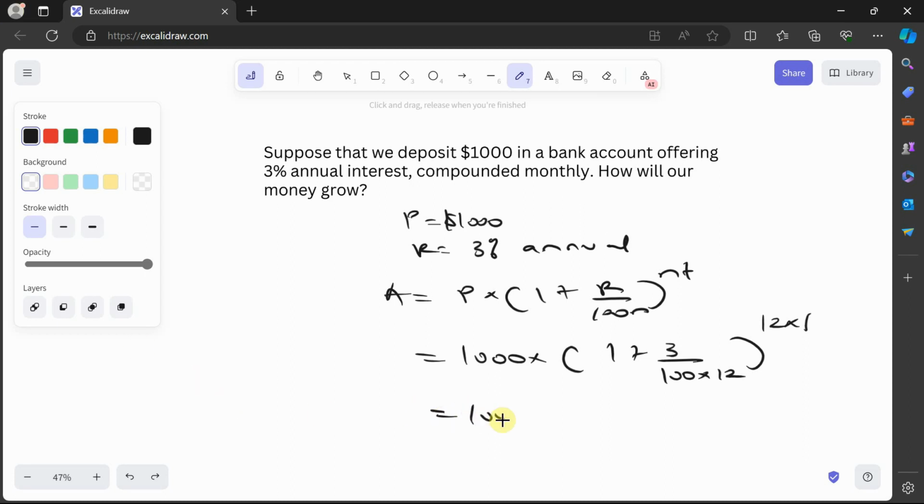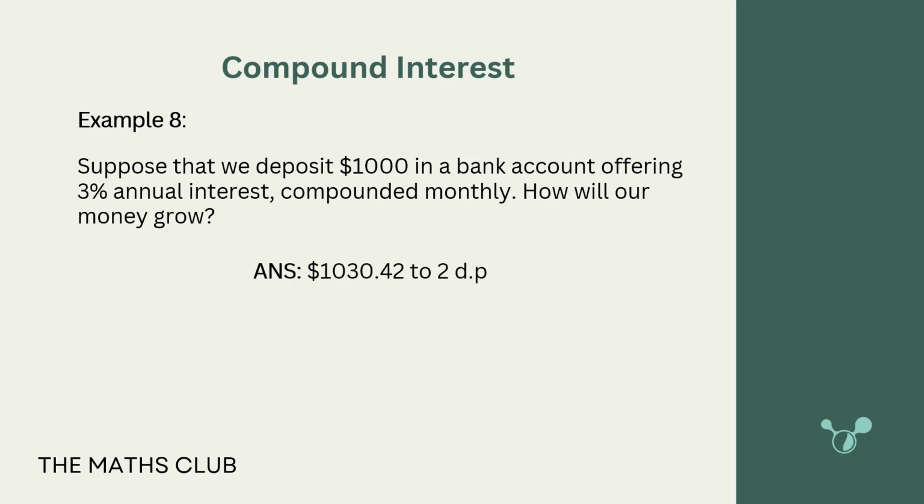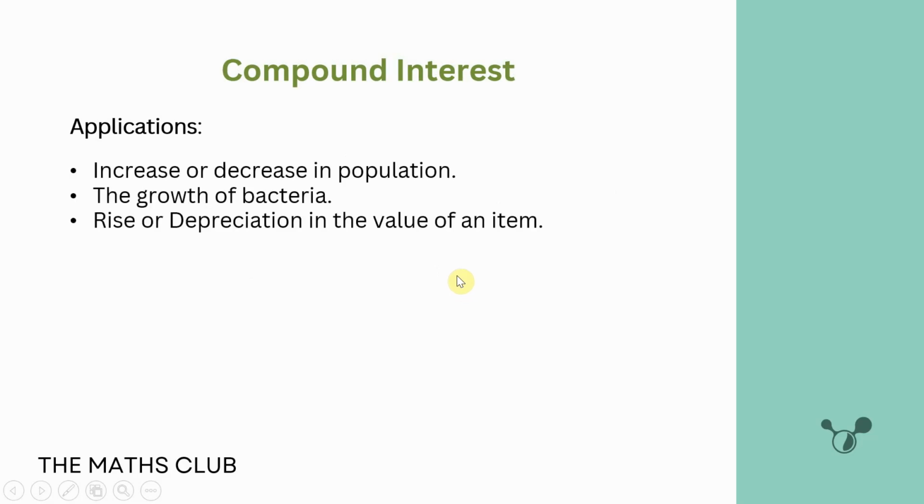So if I do this, it will be 1,000 times, let's break up the bracket, 1 plus 3 over 100 times 12. That will give you 1.0025 raised to the power of 12. So if I raise this to the power of 12, then times 1,000, this gives me $1,030 to the nearest whole number. Basically, it's very simple and short. Let's see if our answer is correct. So $1,030. Oh, they did two decimal places, and if I did 2 decimal places, I would have had 42. That's fine.